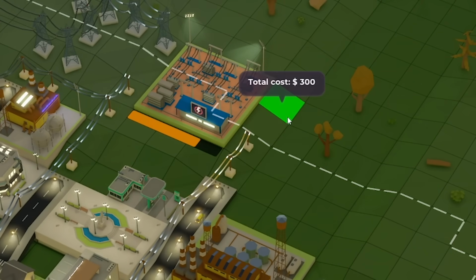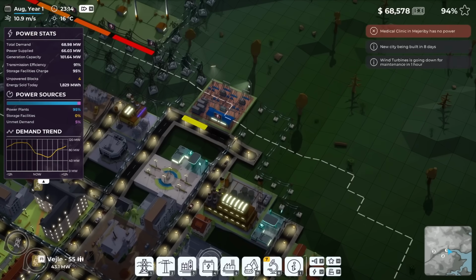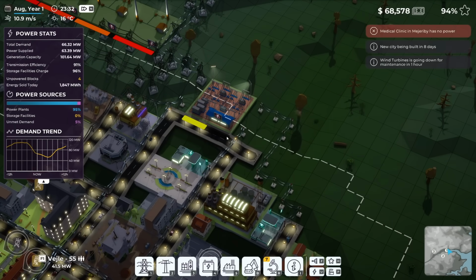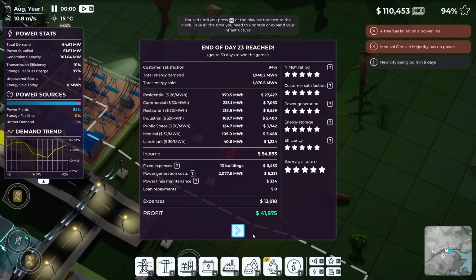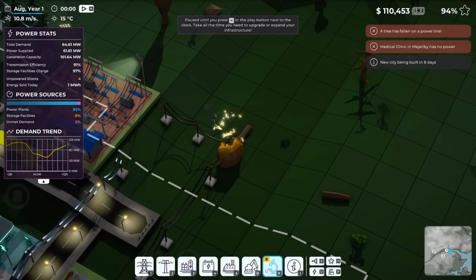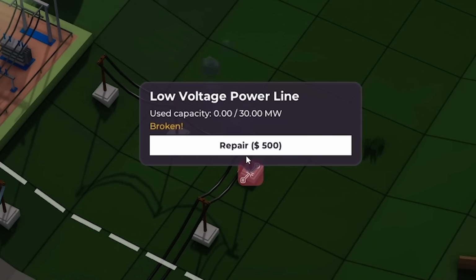All right, too much power coming down there. I'm going to do another route. So we're coming out of this substation 3 different ways. Oh no, that tree just fell on... No! Right, so that tree just wrecked our new power line. We've got to use the bulldozer tool to get rid of it. And then we can repair.